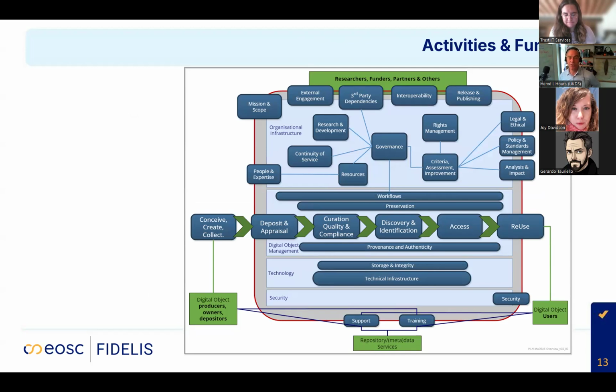So back to those activities and functions. This rather busy diagram gives you an overview of what's there.